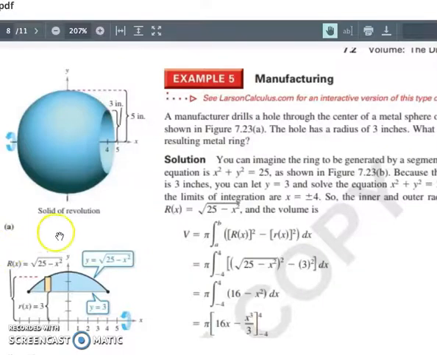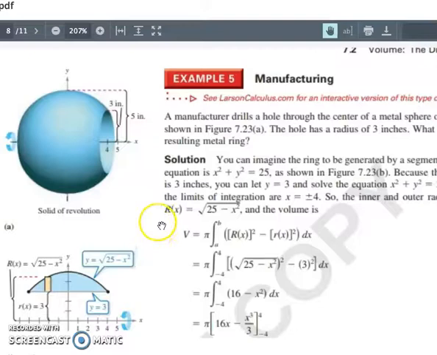Now, example 5, we're trying to find the volume of this solid. So it looks like a sphere, but it's got a hole in the middle, okay? And so here we go. Here's square root of 25 minus x squared. That's just a circle, right? Okay. And the hole's 3 up here, like 3 inches.